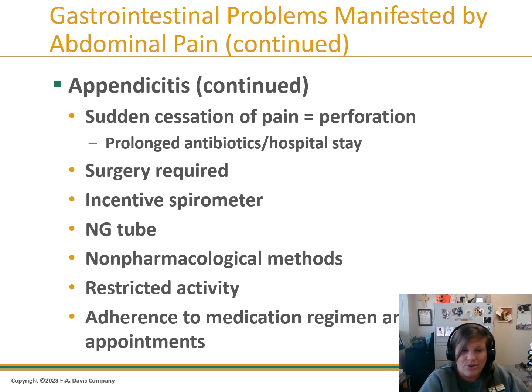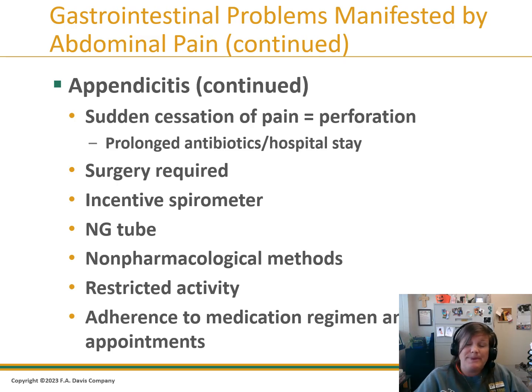Non-pharmacological methods. So, obviously we would expect medications to be administered for this, and that would be pain reducers specifically, but there's also non-pharmacological methods that can be used, like massage and distraction and music, which are not limited to just appendicitis. That would be something that we try to incorporate anytime a child or a person is experiencing some kind of compromising health condition.